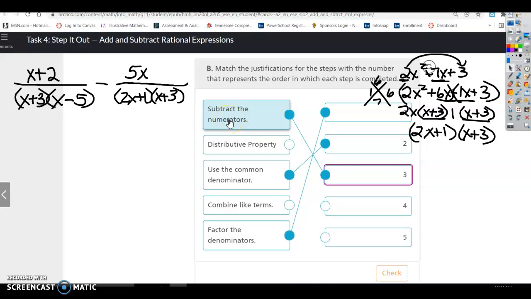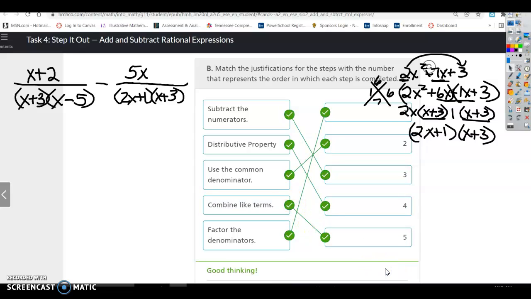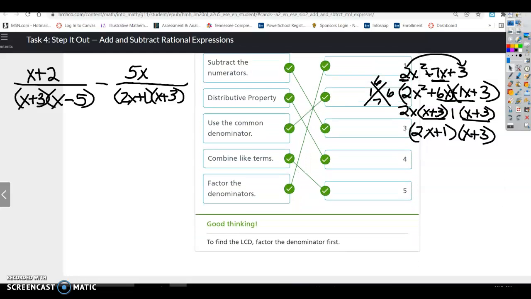Then if you need to, you would, let's see, would we use distributive or combine like terms? I think we would use distributive property. Without having it worked out, let's see what happens. Okay, we got that correct.